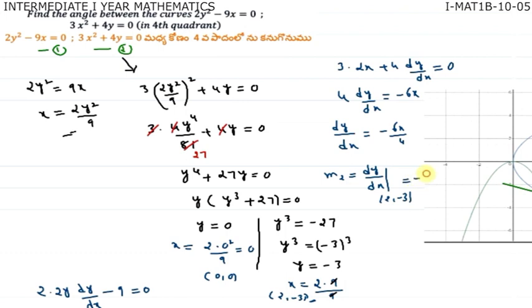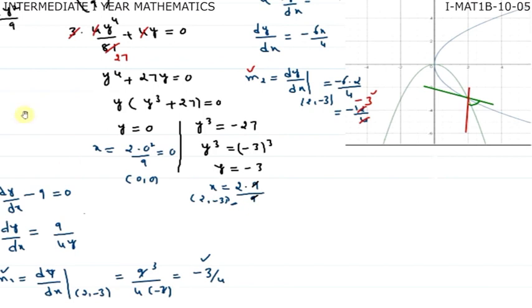Now m2 is equal to dy by dx at 2 comma minus 3. Substitute minus 6x instead of x, 2, divided by 4. So minus 12 divided by 4, I will get this as 4 1 ja, 4 3 ja. Now I got m2 as minus 3. After getting m1 and m2, now find out the tan theta value.